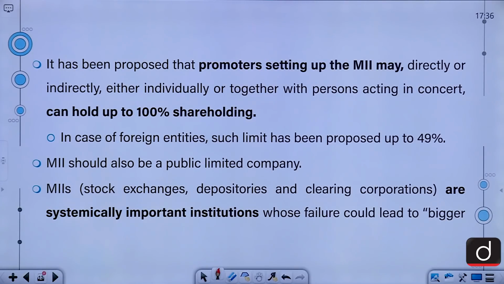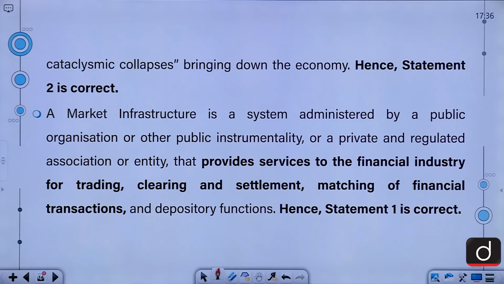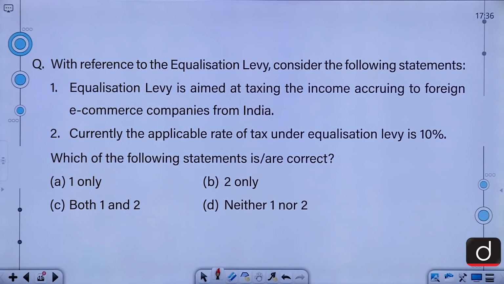MIIs, stock exchanges, depositories and clearing corporations are systemically important institutions whose failure could lead to bigger cataclysmic collapses, bringing down the economy. A market infrastructure is a system administered by a public organization or other public instrumentality or a private and regulated association or entity that provides services to the financial industry for trading, clearing and settlement, matching of financial transactions and depository functions. Now let's move on to our next question.